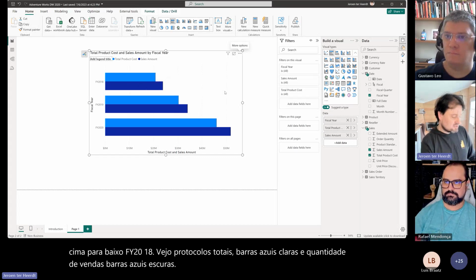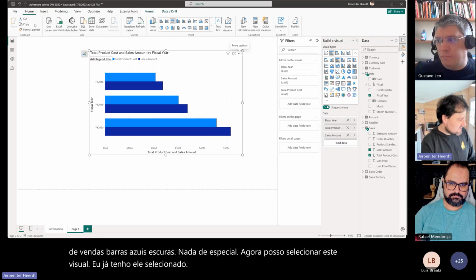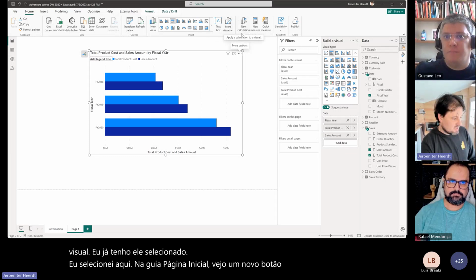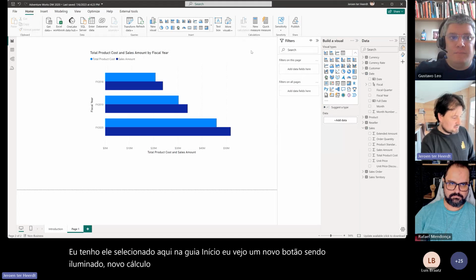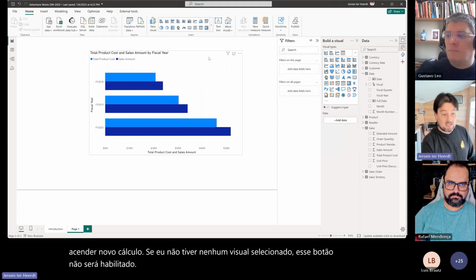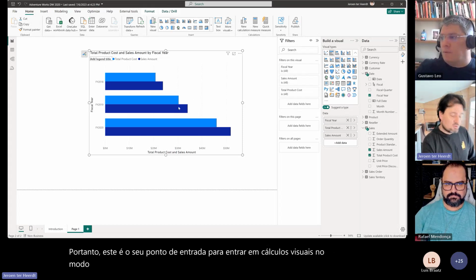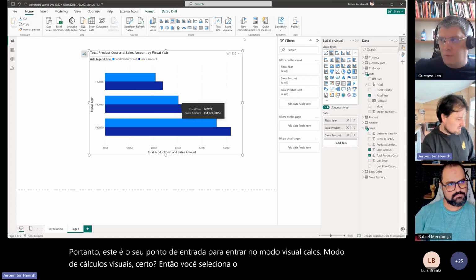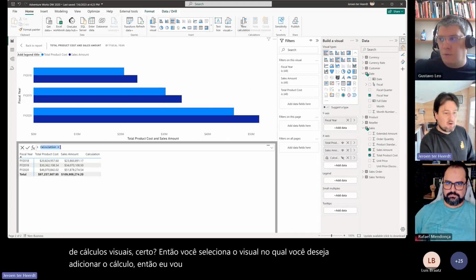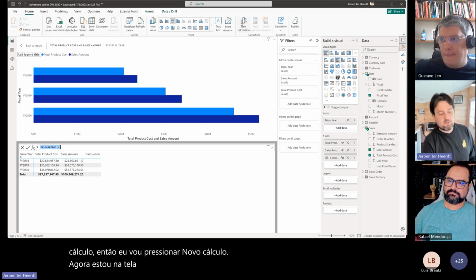Now, I can select this visual. I already have it selected. When I have it selected, here on the Home tab, I see a new button light up, New Calculation. If I don't have any visual selected, that button is not enabled. So this is your entry point into Visual Calculations mode. You select the visual in which you want to add the calculation, then press New Calculation.